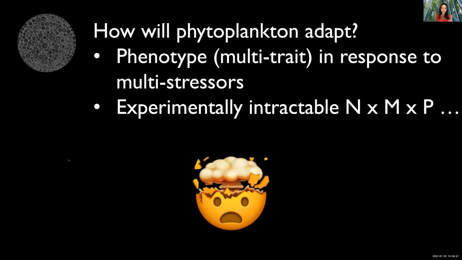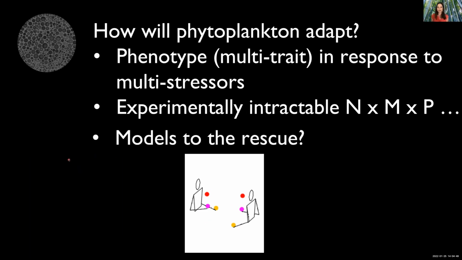So can models come to the rescue? We had a really great discussion before lunch about models and modelers and experimentalists interacting. I think we need to figure out ways to do this better and more frequently, to have true collaborations between modelers and experimentalists. By doing that, we actually will be able to make significant headway on this challenge. But that's a different talk. Today I'm going to focus on where phytoplankton trait adaptation models are from my perspective and what I think we need to do to move forward.